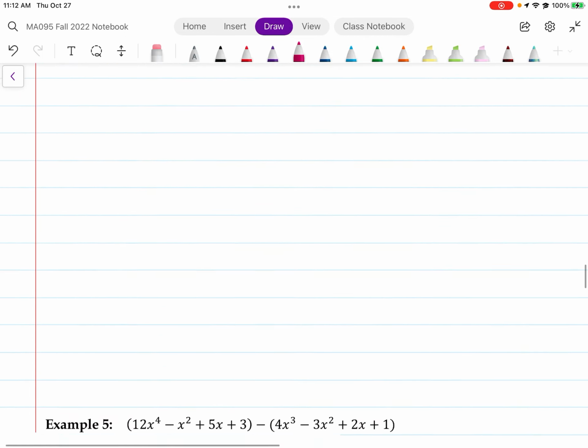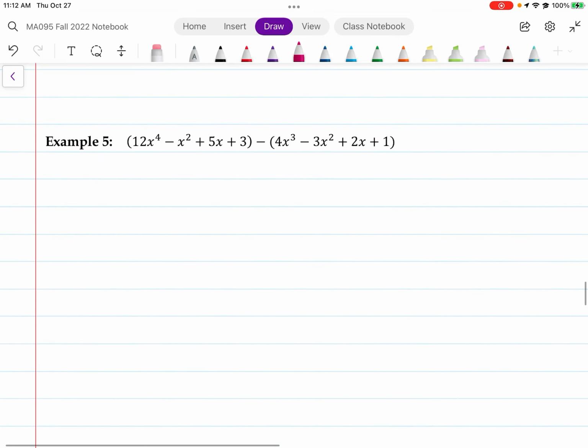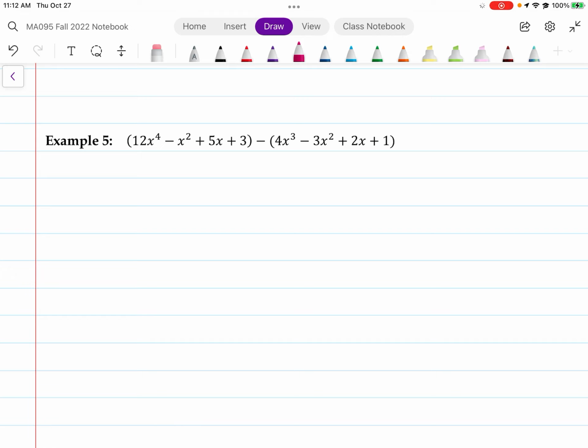All right, go ahead and try the next one. Now this one has a minus, so the first thing you're going to do is distribute the minus. So give it a try and come back. I'll distribute the minus so you can check that you got it right.